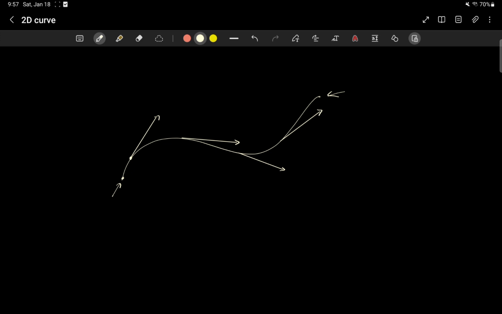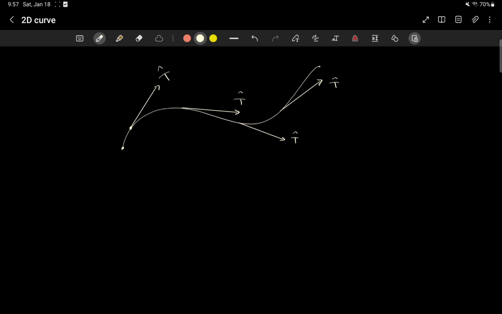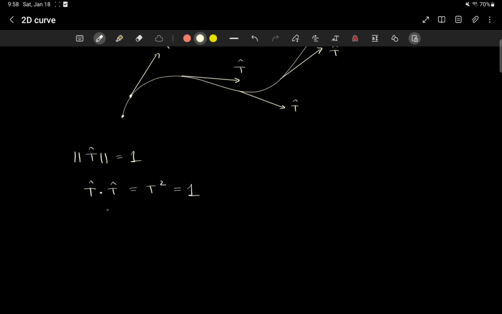Okay. So all of these are tangent vectors. Let's say these tangent vectors are specified as t cap, t cap, t cap, and t cap. Okay, so there is one piece of information that we know, that tangent unit vectors have the magnitude of 1. So if we say t dot t, what does it mean? T squared, right? Which will be equal to, of course, 1. So t dot t is equal to 1.